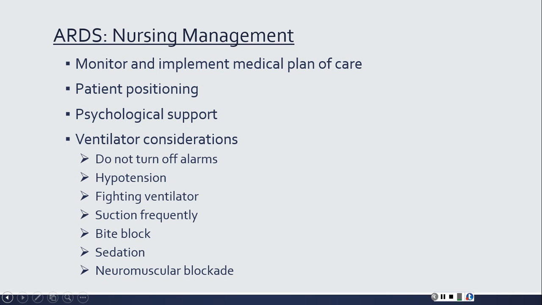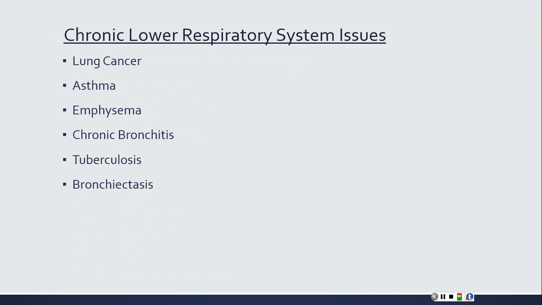Patient may have to be sedated. They may have to provide sedation to prevent them from fighting the actual ventilator. Suction frequently. Administer a bite block as needed, and then sedation, and then the neuromuscular blockade as well. Neuromuscular blockade is not going to be you, but you would want to monitor for that. All right, so those are our acute issues. Now we're going to talk a little bit about our chronic issues.